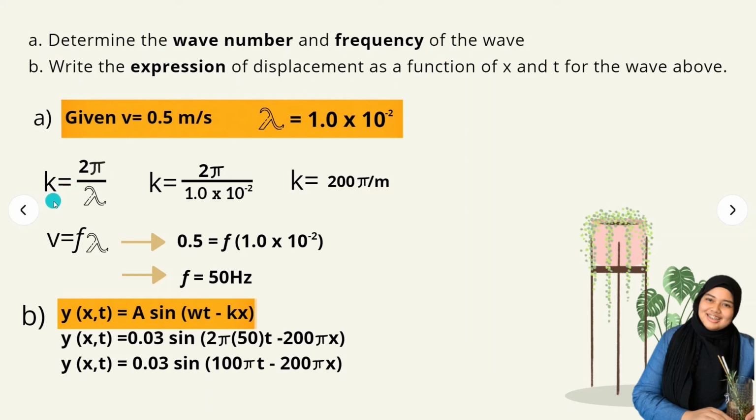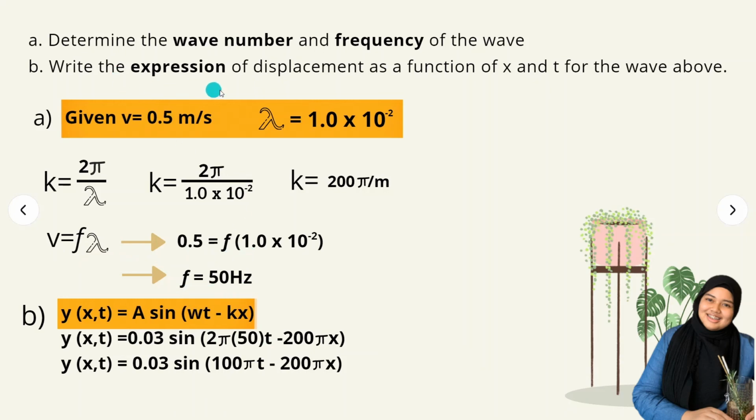So we take k equals 2 pi over lambda. k equals 2 pi divided by 1.0 times 10 to the negative 2. We get k equals 200 pi per meter. For the frequency, we use the formula v equals f lambda. We substitute and we get f equals 50 Hz.